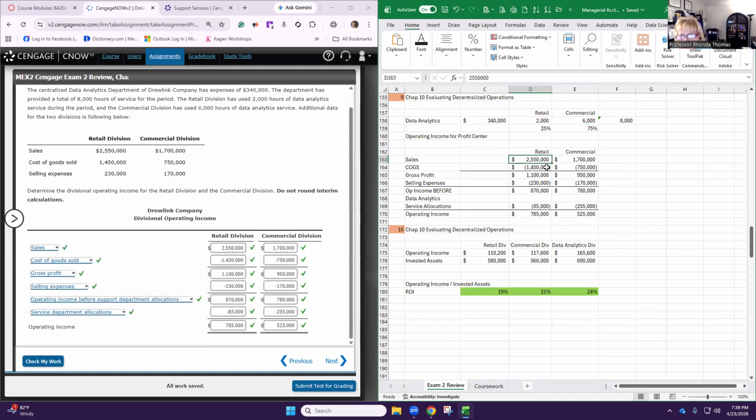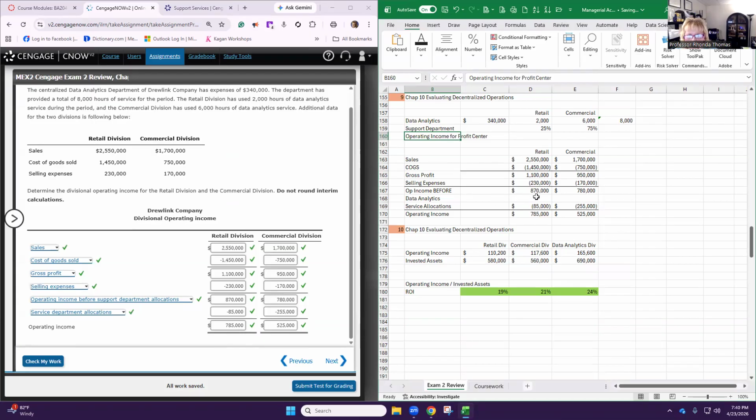They gave sales. So if you look at the retail and all you knew was sales, you would think that this was the superstar. Let's go ahead and subtract the cost of goods sold, getting us to a gross profit. We subtract those selling expenses, and we get something called operating income before the support department allocation. Data analytics is our support department. Remember, support departments don't bring in any revenue, so they often have to be allocated over profit centers that do.